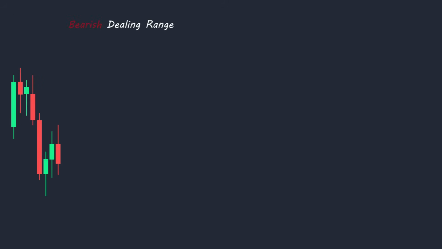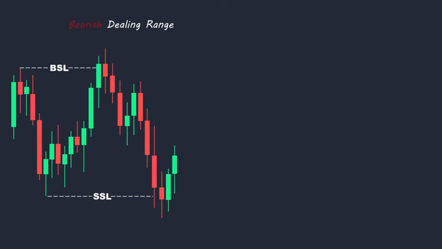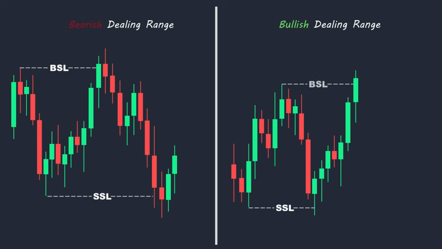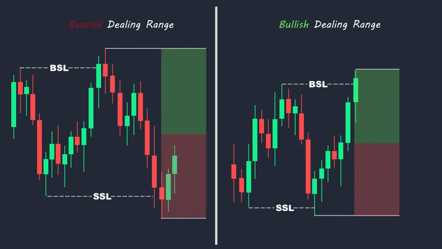There are two main types of dealing ranges, bearish and bullish. In a bearish dealing range, price first sweeps an old high before moving down to sweep an old low. In a bullish dealing range, price first sweeps an old low before moving up to sweep an old high. However, in both cases of forming a dealing range, the resulting area has the same structure, a premium zone and a discount zone, where the market behaves in the same way in each.